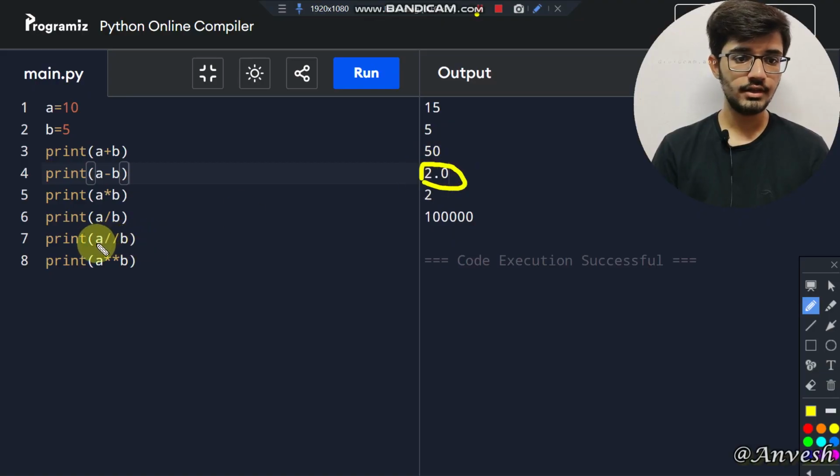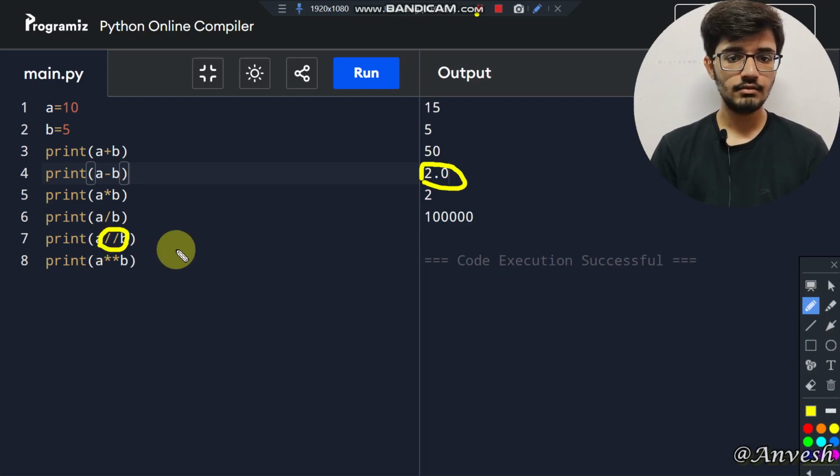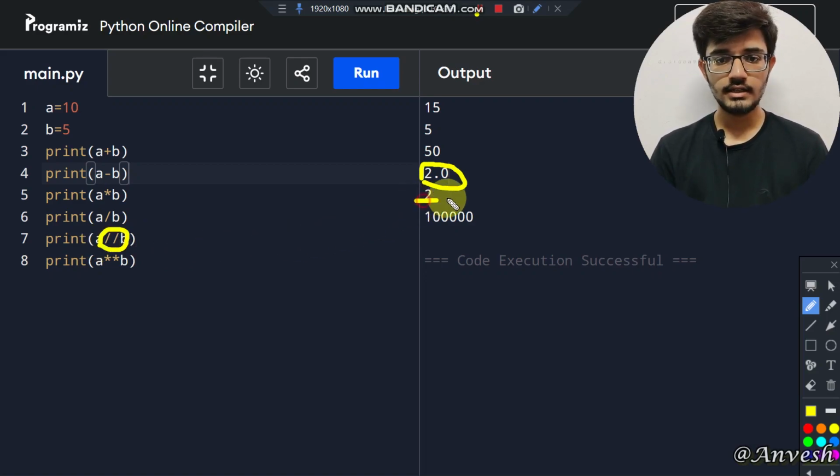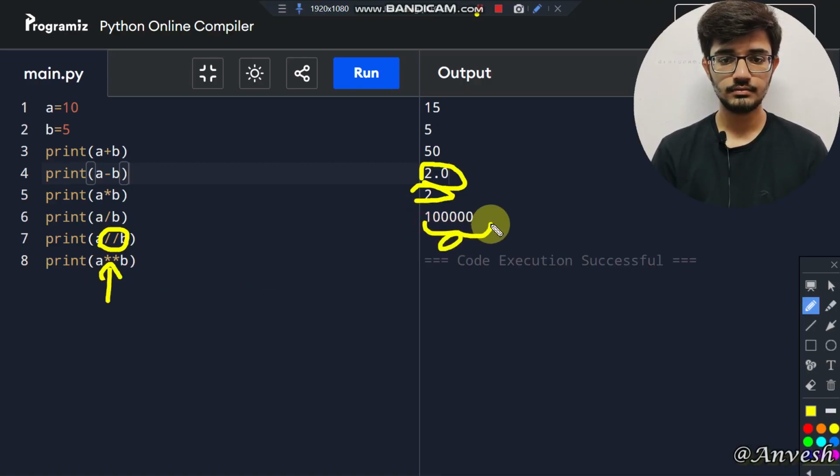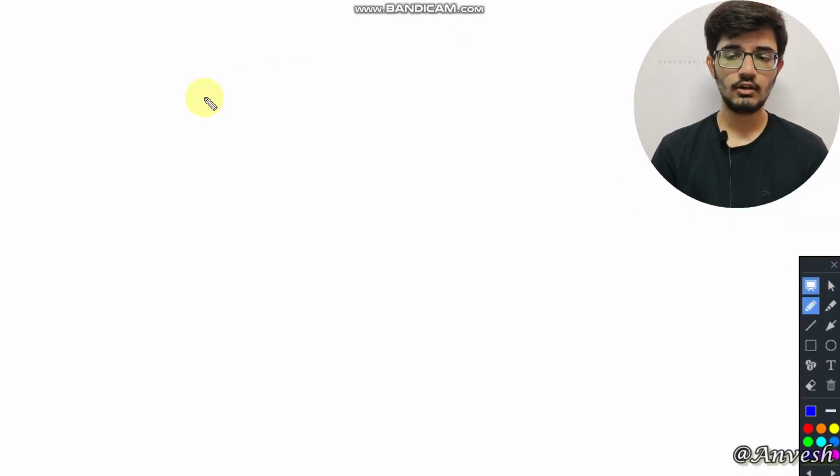And whenever we use the double slash symbol, then we get the integer data type as a quotient. And to print the exponent or power operator, we must use the double asterisk symbol or character, so we get the power value or exponent value. So this is the way we get it. Now let us see one by one how we get that.